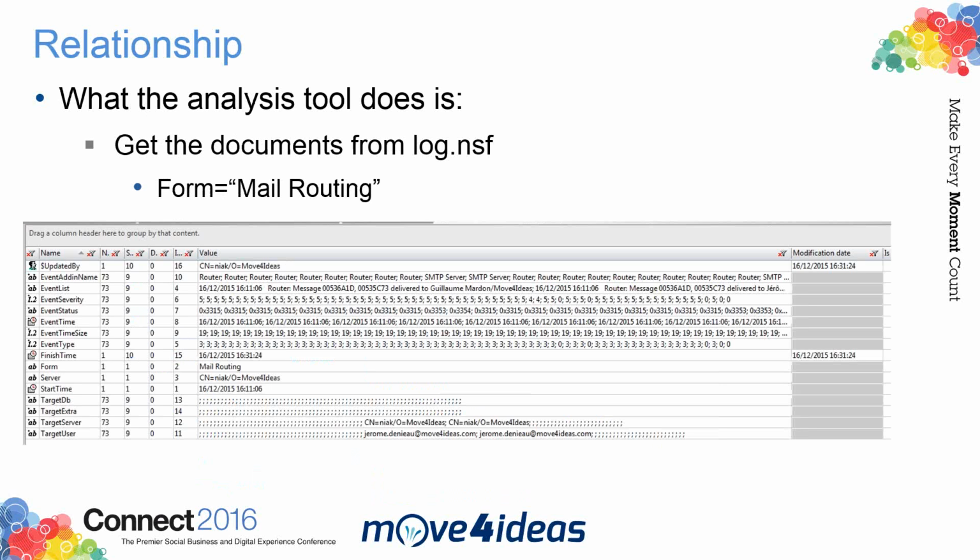So what the analysis tool does in IBM Administrator is just take the documents from log.nsf, with the form mail routing. In this way, you have an example of what's happening. So we know the target server, we know the target user, and we will be able to build all the relationships and the community information.